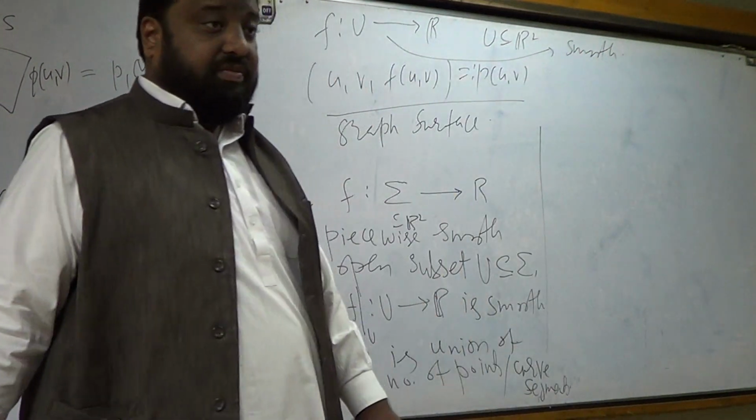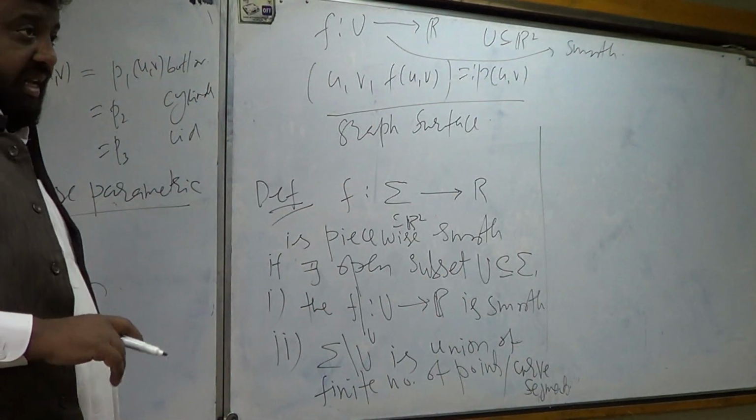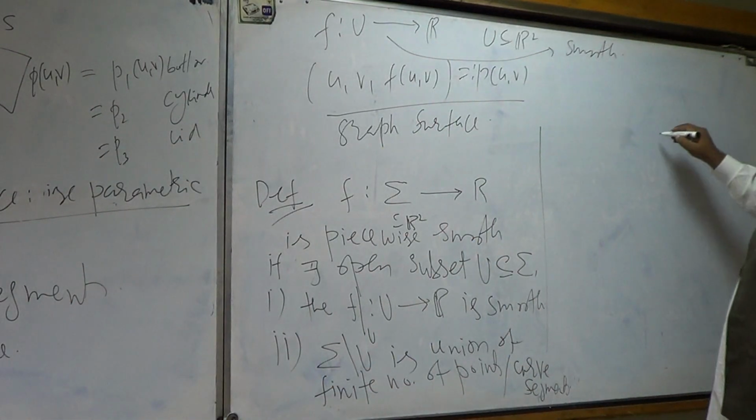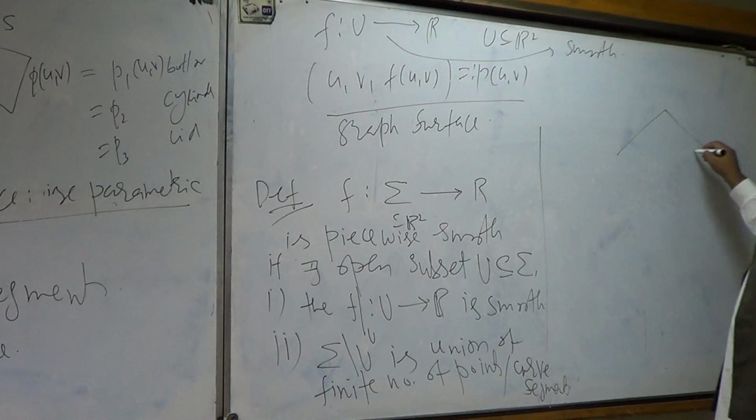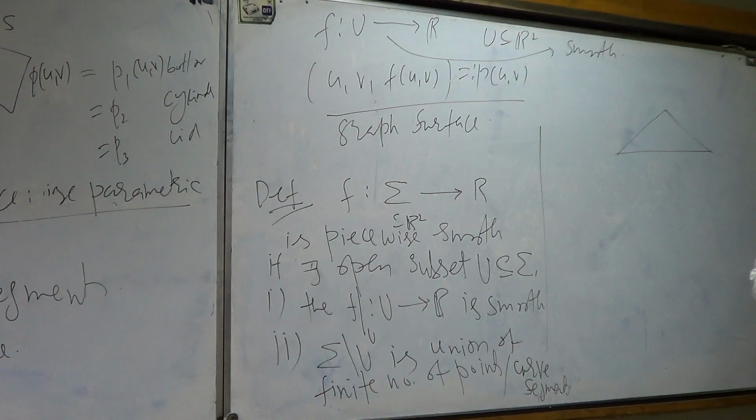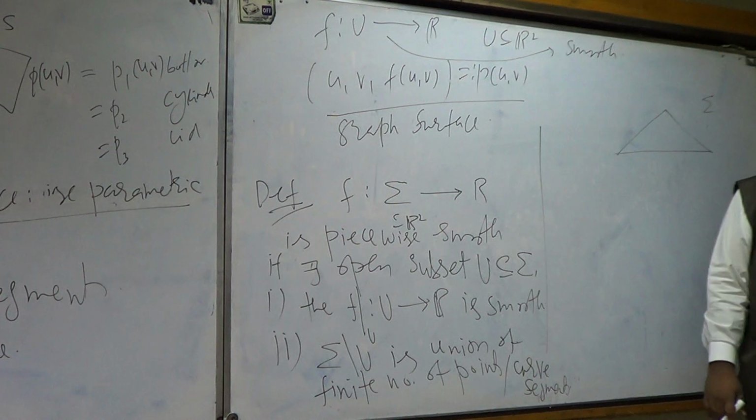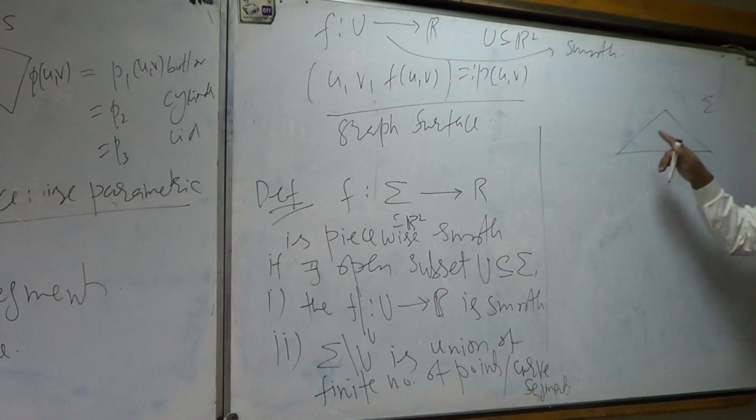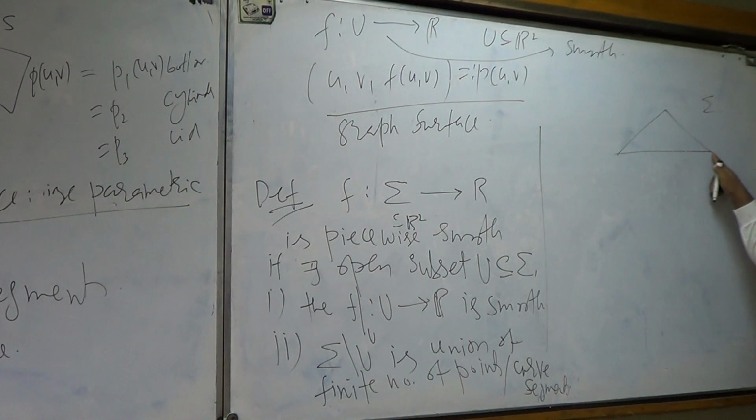So what do I mean by that? Imagine I have a region that is, for example, triangular. I talked about it last time also. This is my sigma, and I have an f that is defined on this triangular region. Now, these kinks are going to be trouble-making points. Are you getting the point? Kinks are going to be trouble-making points. So, in other words, you can't have smoothness here actually.